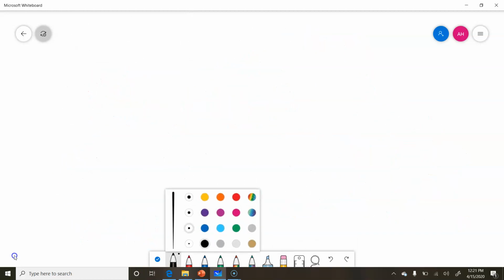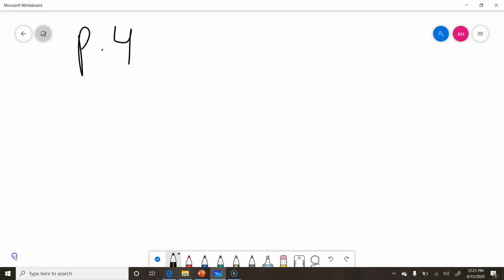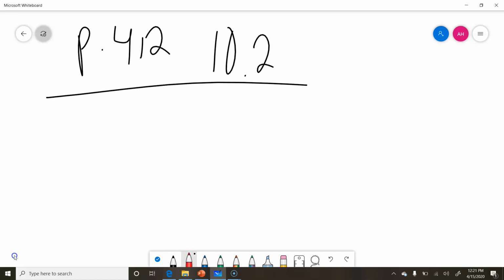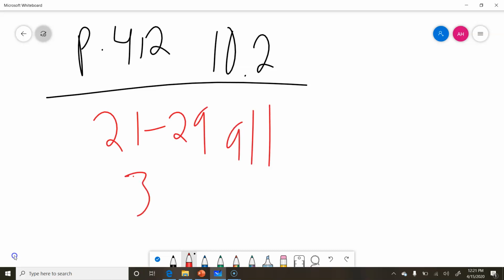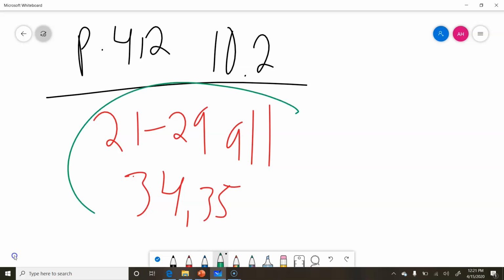Here is the homework for today. This is on page 412. This is 10.2. And we are going to be doing numbers 21 through 29 all, and then 34 and 35. Okay, there you go. There's your homework.